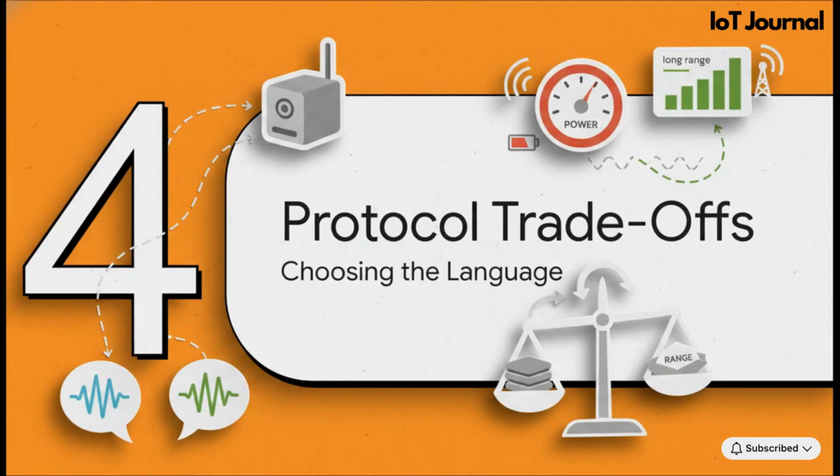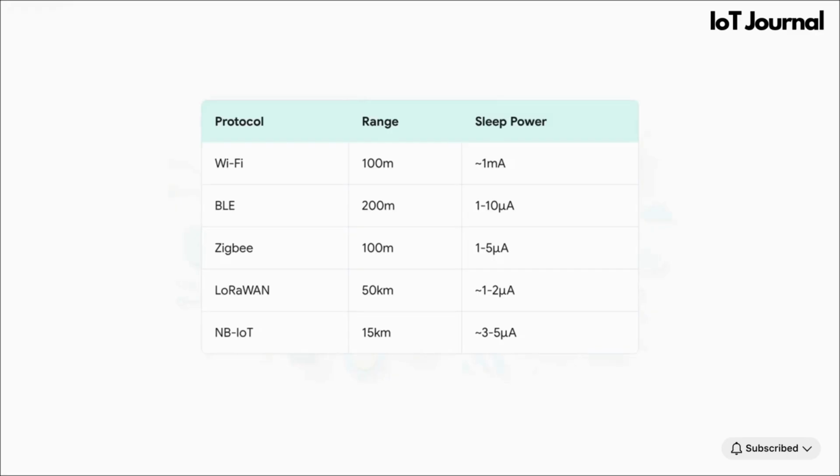Which leads us nicely into Section 4, Wireless Protocol Trade-offs, choosing the right language. Picking the right wireless language completely defines your power budget and your range. There's really no magic one-size-fits-all here. It's a massive game of trade-offs. This is essentially your cheat sheet.